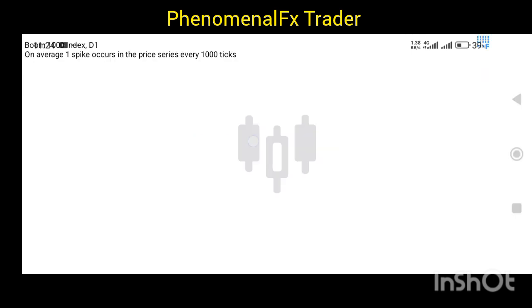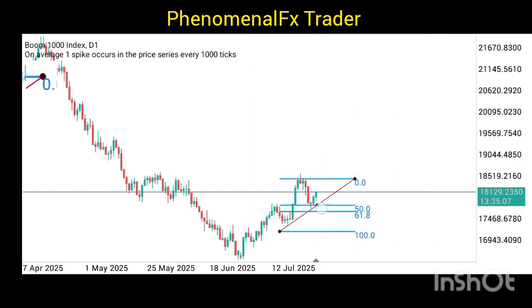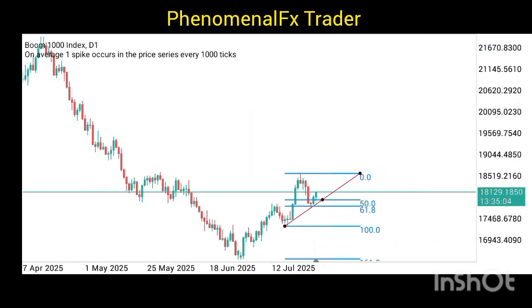Now, first of all, if you bring the Fibonacci tool, you will notice that from this point to this, you can see where the market is reversing. The pullback got to the golden zone and the market started reversing. You can see how it reversed.